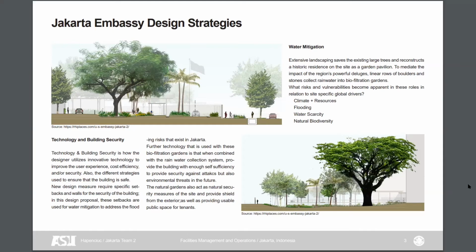Furthermore, the layered landscape not only, again, absorbs and mitigates a lot of the flooding that happens during the monsoon season, but they act as natural barriers to the building itself. And so some of the design excellences included certain setbacks from main roads. These setbacks provide that kind of natural barrier and heighten the building security, but also double as public space to be used by the inhabitants.